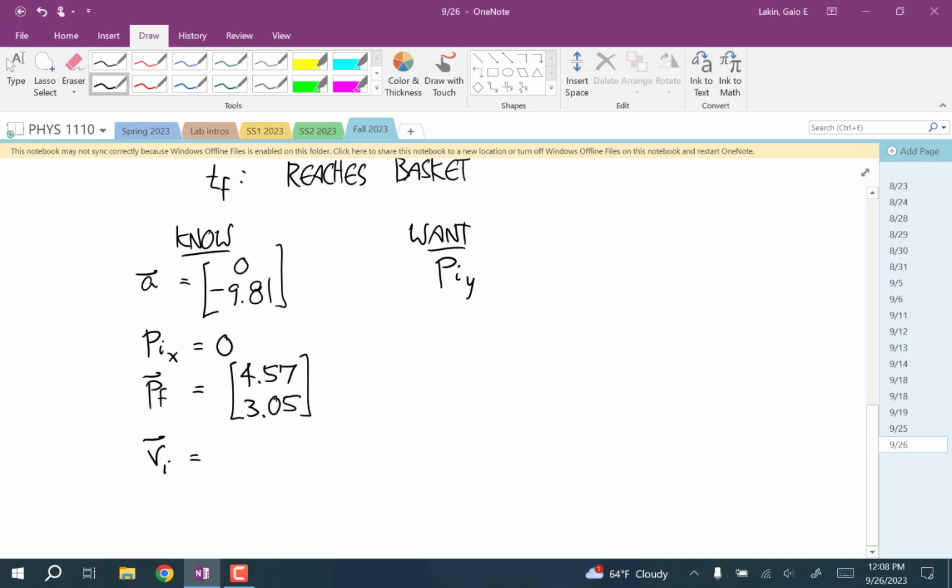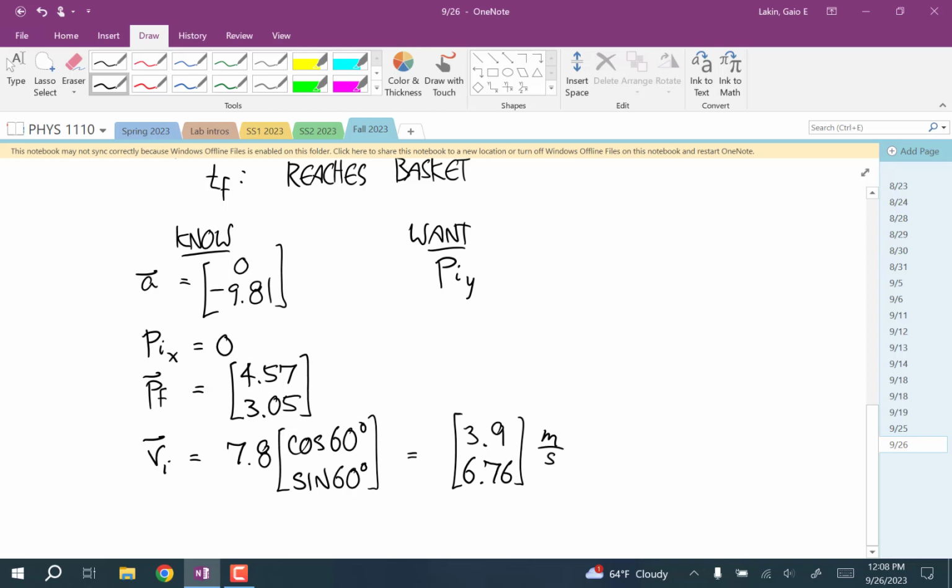And then V initial is equal to the speed times the cosine and sine of the angle of 60 degrees. So that is 3.9 for X. And then for Y, what's 7.8 times sine of 60? Can someone calculate that for me? 6.76. And then V final, we don't know.